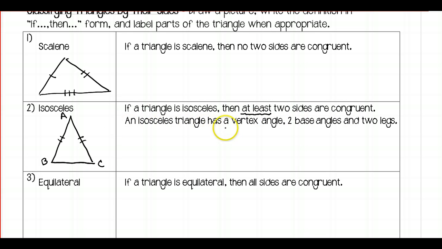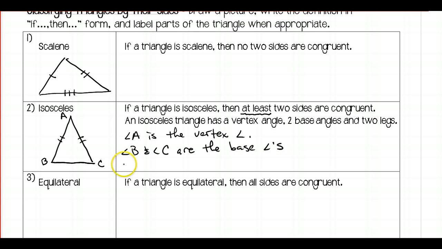An isosceles triangle has a vertex angle. So angle A is the vertex angle. And it has 2 base angles. So angle B and angle C are the base angles. And it has 2 legs. So those are the 2 congruent sides. So AB and AC are the legs. Okay, make sure you know what all those parts are.